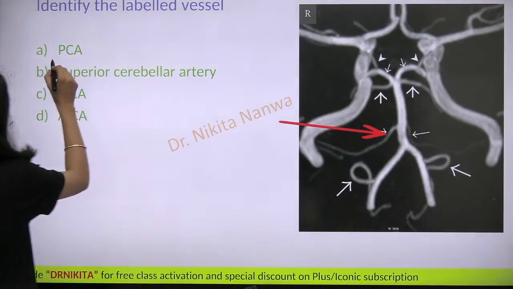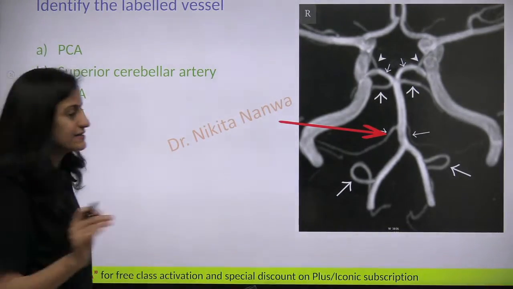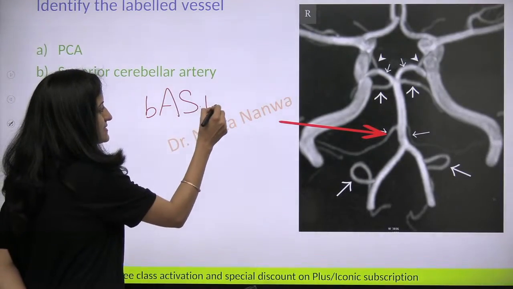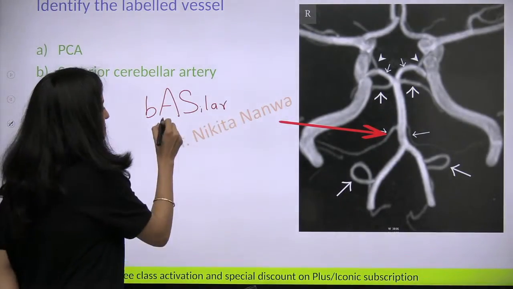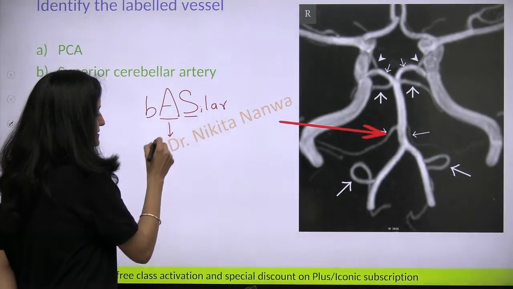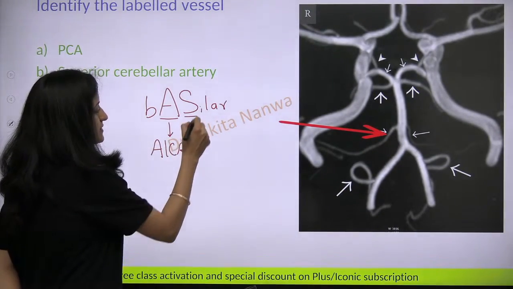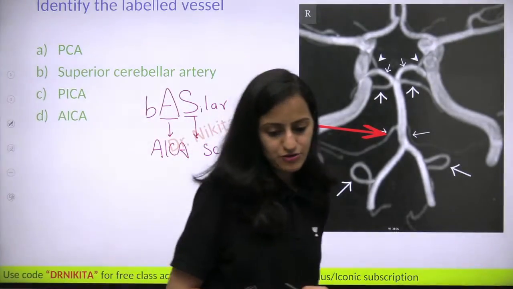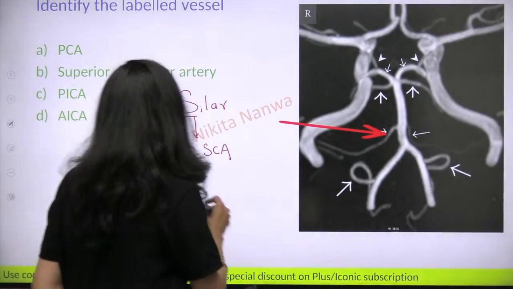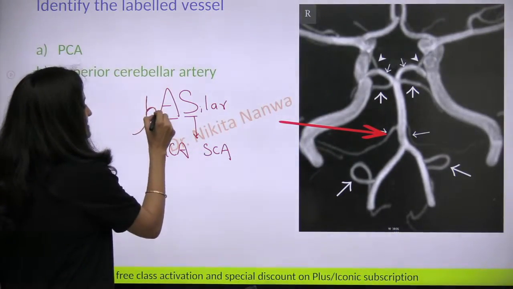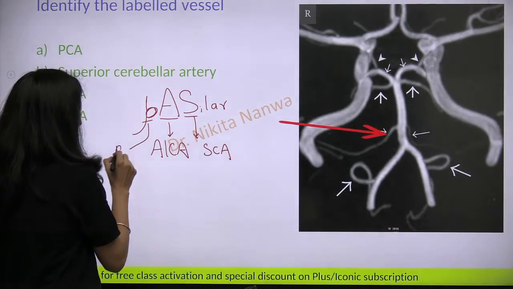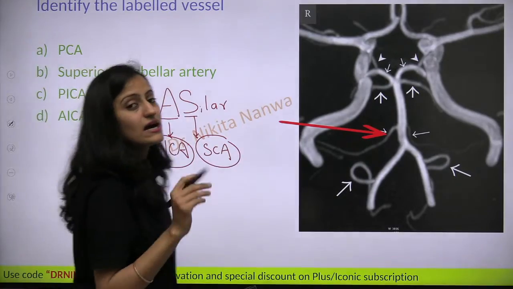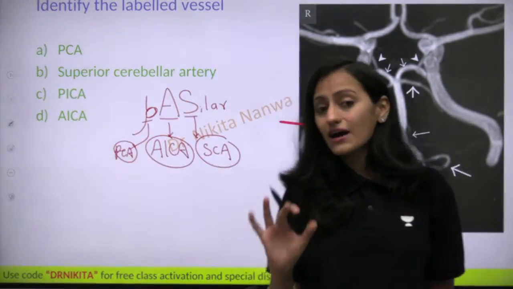So remember your PCA, SCA, PICA and AICA. Out of that, basilar artery. Okay, so basilar artery gives what branches? Basilar is A and S. It gives your AICA, and it gives your superior cerebellar artery. Also remember it is posterior cerebral artery. So PCA, AICA and SCA are the branches of basilar artery.